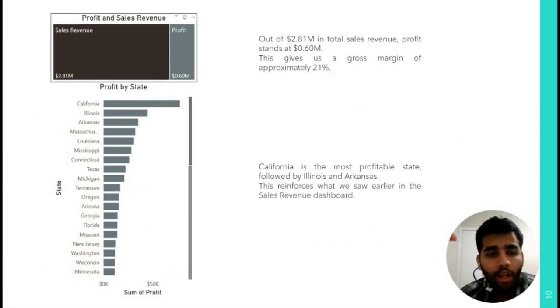From the tree map, the visualization shows a clear revenue of $2.81 million with a total profit of $0.60 million. This helps us benchmark our profitability margin. And moving to the next slide.